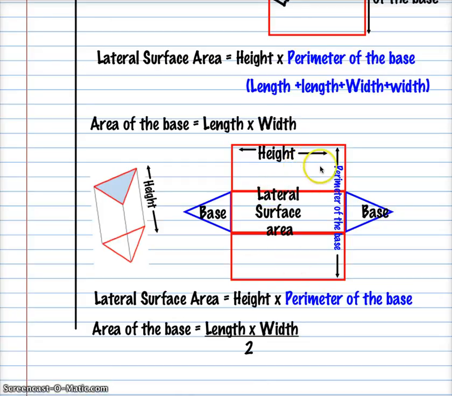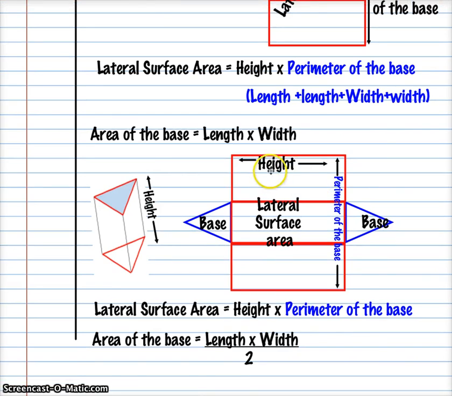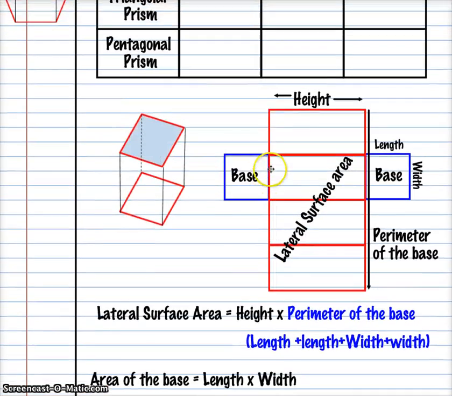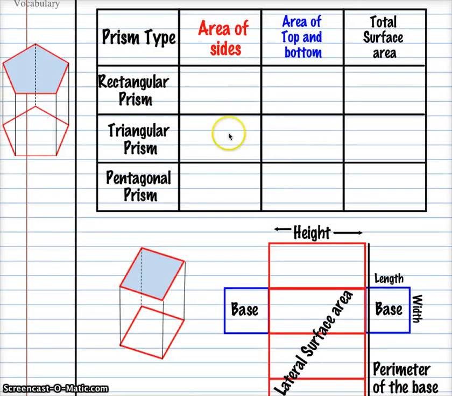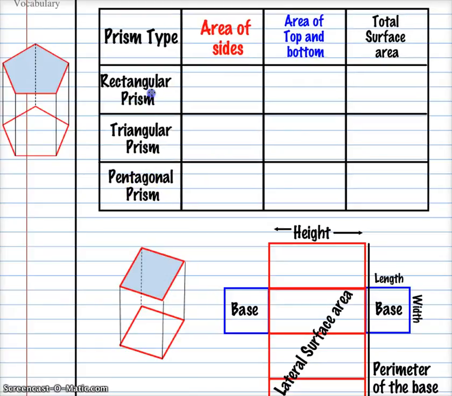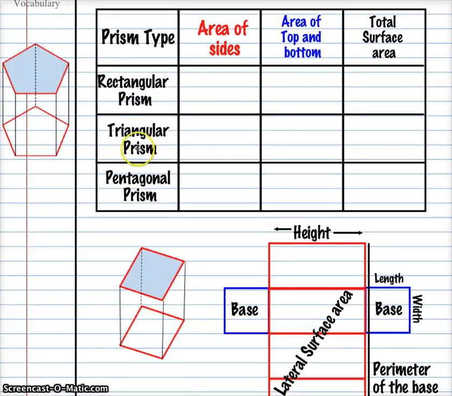Good. Now we're going to do an activity in class with paper to fill out this chart. So have this chart ready to go. We'll do a pentagonal, a triangular, and a rectangular. They actually have us doing a few more, but I think this is enough.